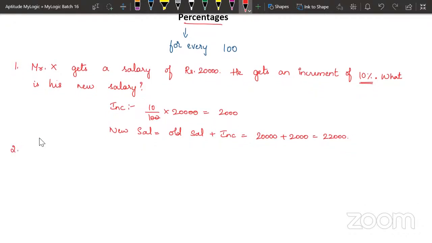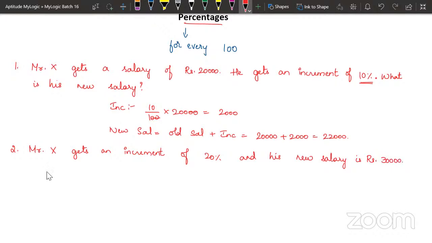Now, suppose you have another question in which Mr. X gets an increment of 20% and his new salary is rupees 30,000. What was his previous salary? Can you give me the answer of this question?